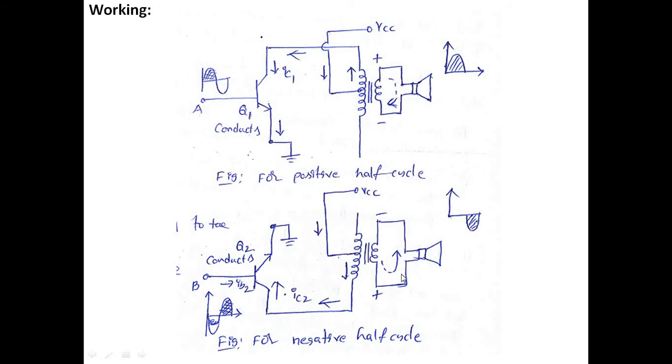Now these two current directions are opposite, meaning one produces the positive half cycle and the other produces the negative half cycle. This is the basic principle involved in a class B push-pull amplifier.